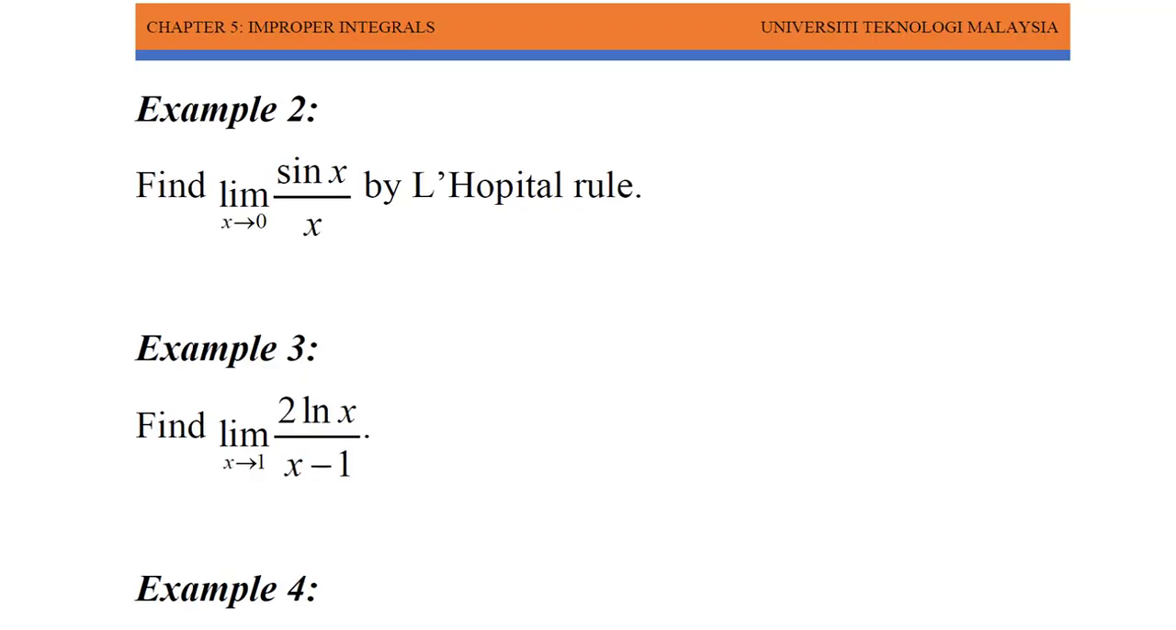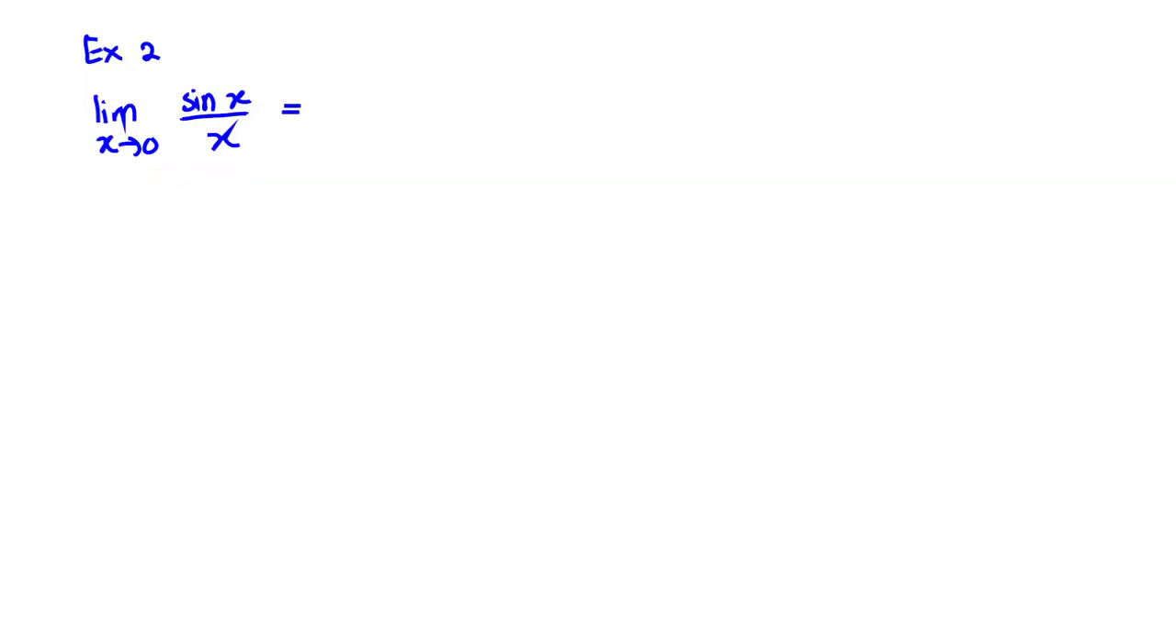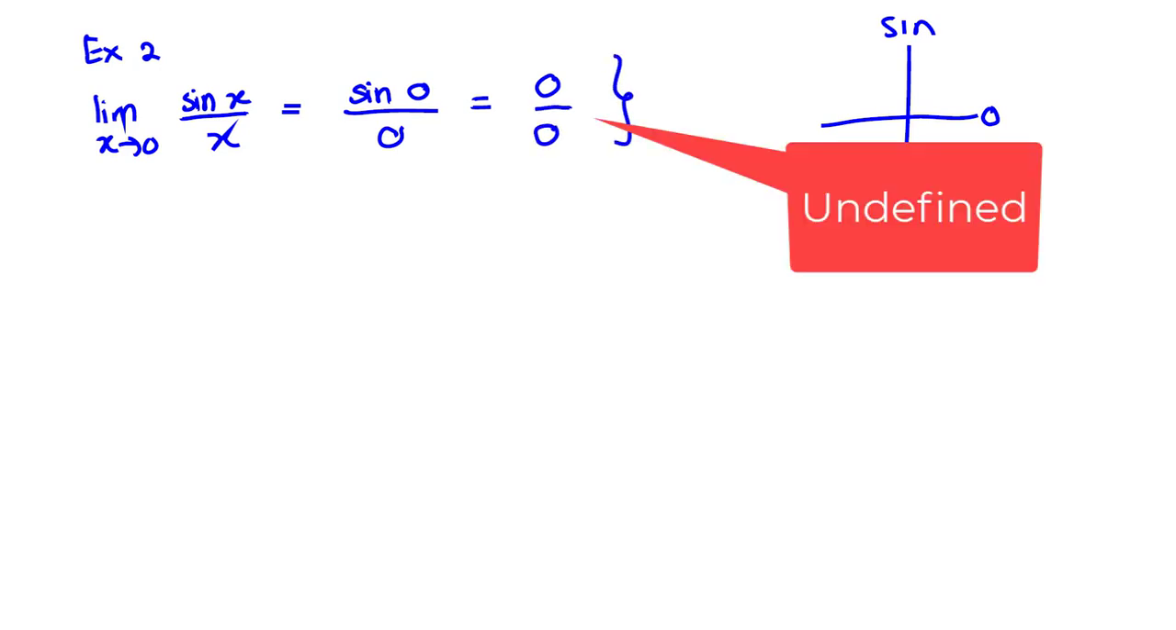Okay class, now we look at example 2. Find the limit of sin x over x, as x approaches 0, by using L'Hopital's rule. This question already told you to use L'Hopital's rule, but before that I will show you why you need to. You substitute x equal to 0, so you get sin 0 divided by 0. Sin 0 is 0, so 0 divided by 0. That is why you need to use L'Hopital's rule.